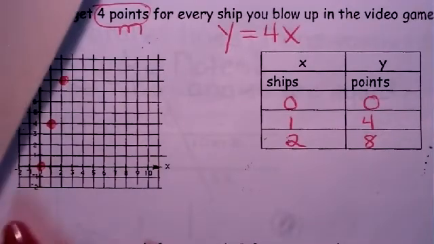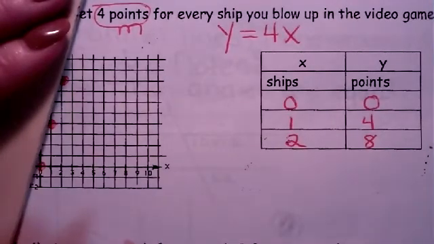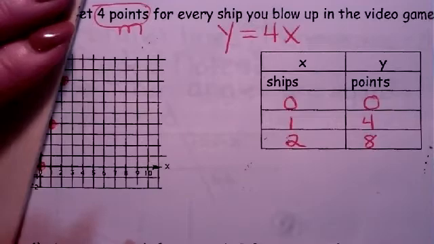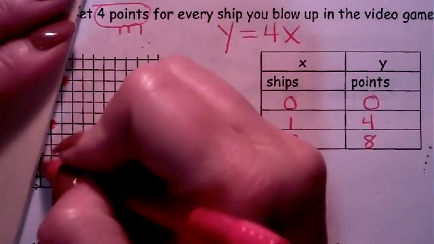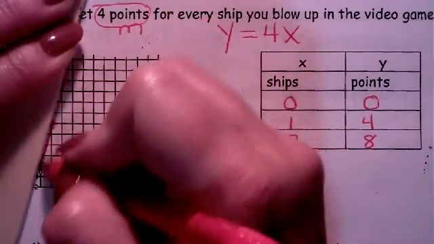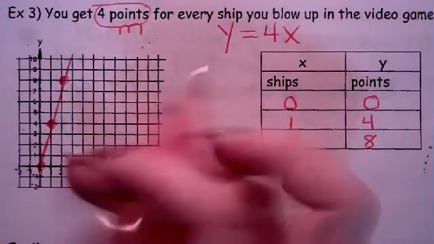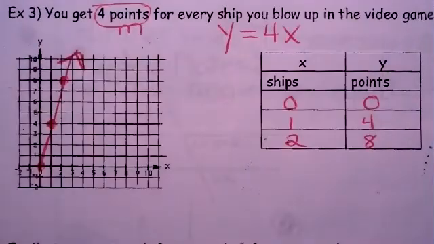Now, again, can I have negative numbers on this? It's not, it's giving me points. It's not taking away. Okay, so no arrow at 0, 0, and an arrow at the top because I can keep blowing up ships.